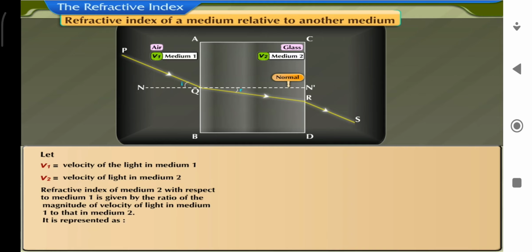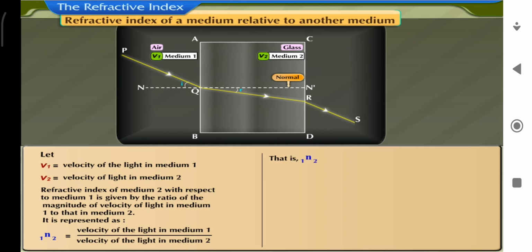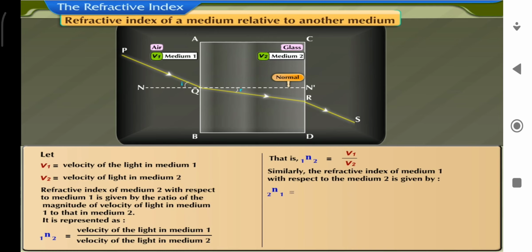It is represented as 1n2. 1n2 is equal to velocity of light in medium 1 upon the velocity of light in medium 2. That is, 1n2 is equal to v1 upon v2. Similarly, the refractive index of medium 1 with respect to medium 2 is given by 2n1 is equal to v2 upon v1. The refractive index is a pure number, as it is the ratio of two velocities.